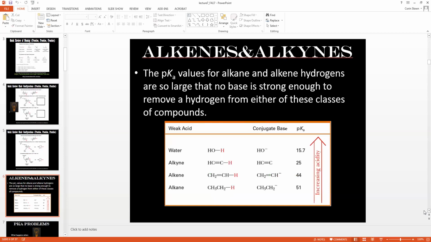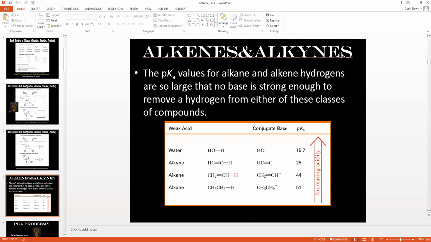Okay, so we're going to look at alkenes and alkynes. We left off talking about the pKa value for alkanes and alkene hydrogens being so large that there's really no base that's strong enough to remove a hydrogen from these classes of compounds based on the types of bases that we've looked at so far. That's not to say there aren't bases out there that can do that, but for our pKa table, we don't really have anything that's strong enough to take off those hydrogens.